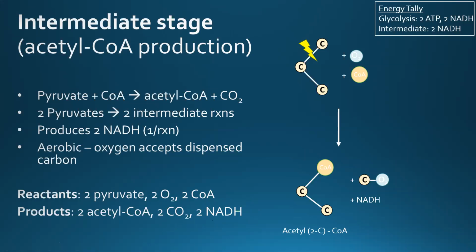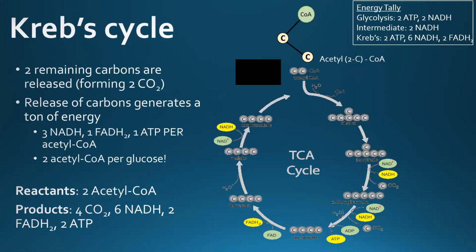Yep. So let's talk about what we produced so far in terms of energy: 2 ATP and 4 NADH at the end of pyruvate oxidation. Now that's not a lot, right? That's not a lot of energy yet. We're still getting there though, okay?